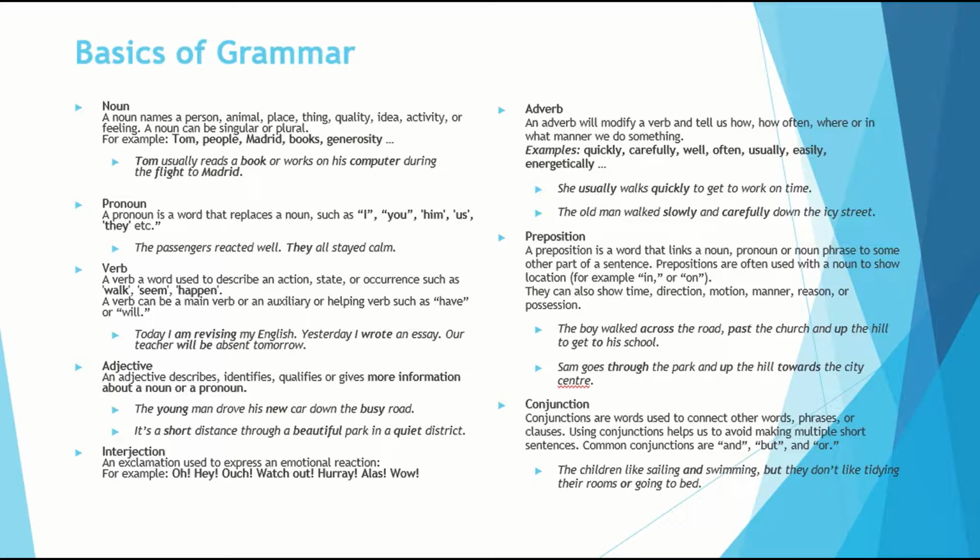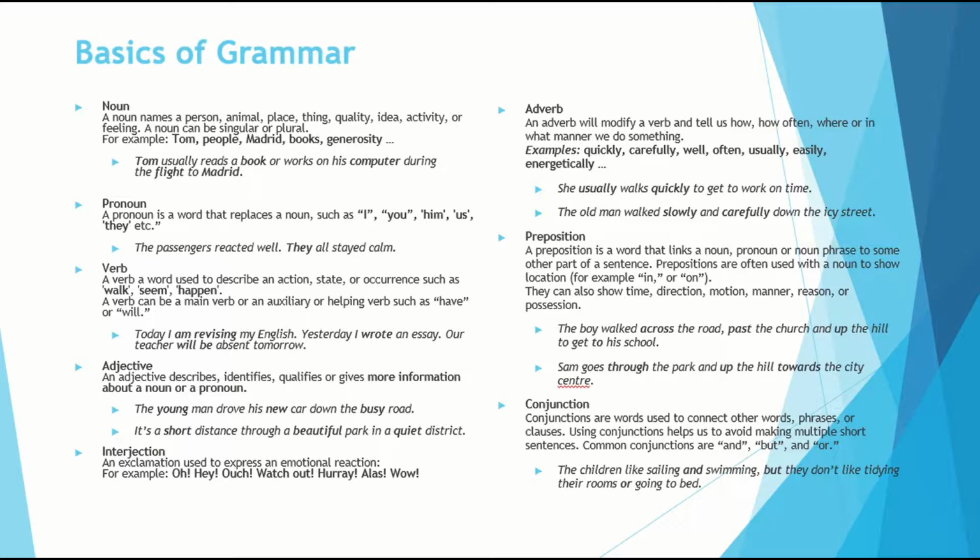An adjective. An adjective describes, identifies, qualifies, or gives more information about a noun or pronoun. The young man, the new car, the busy road. The words busy, new, young are adjectives because they give more information about the noun or pronoun. Okay? Interjection. Interjection is basically an exclamation used to express an emotional reaction. Like examples can be oh, hey, ouch, watch out, lol, just kidding, whoa, etc.